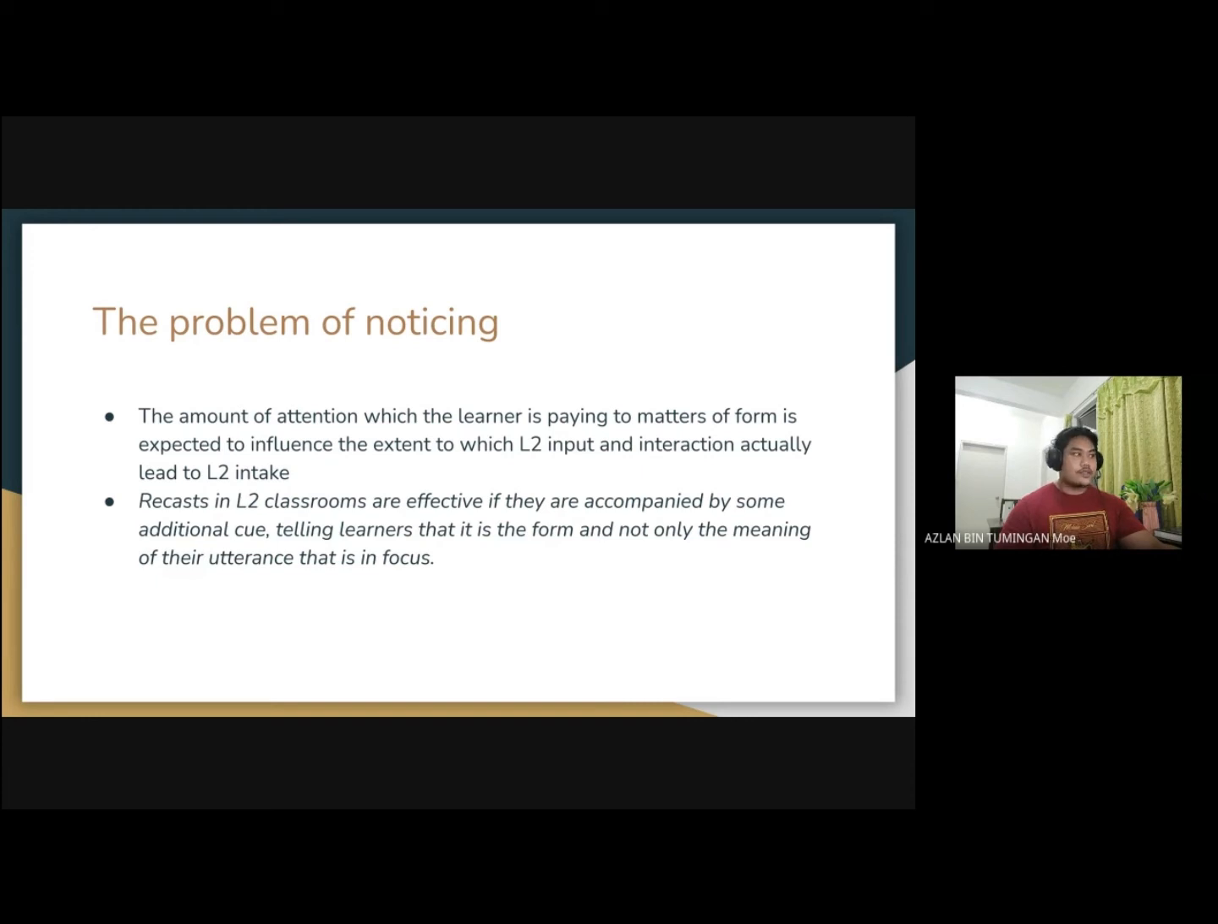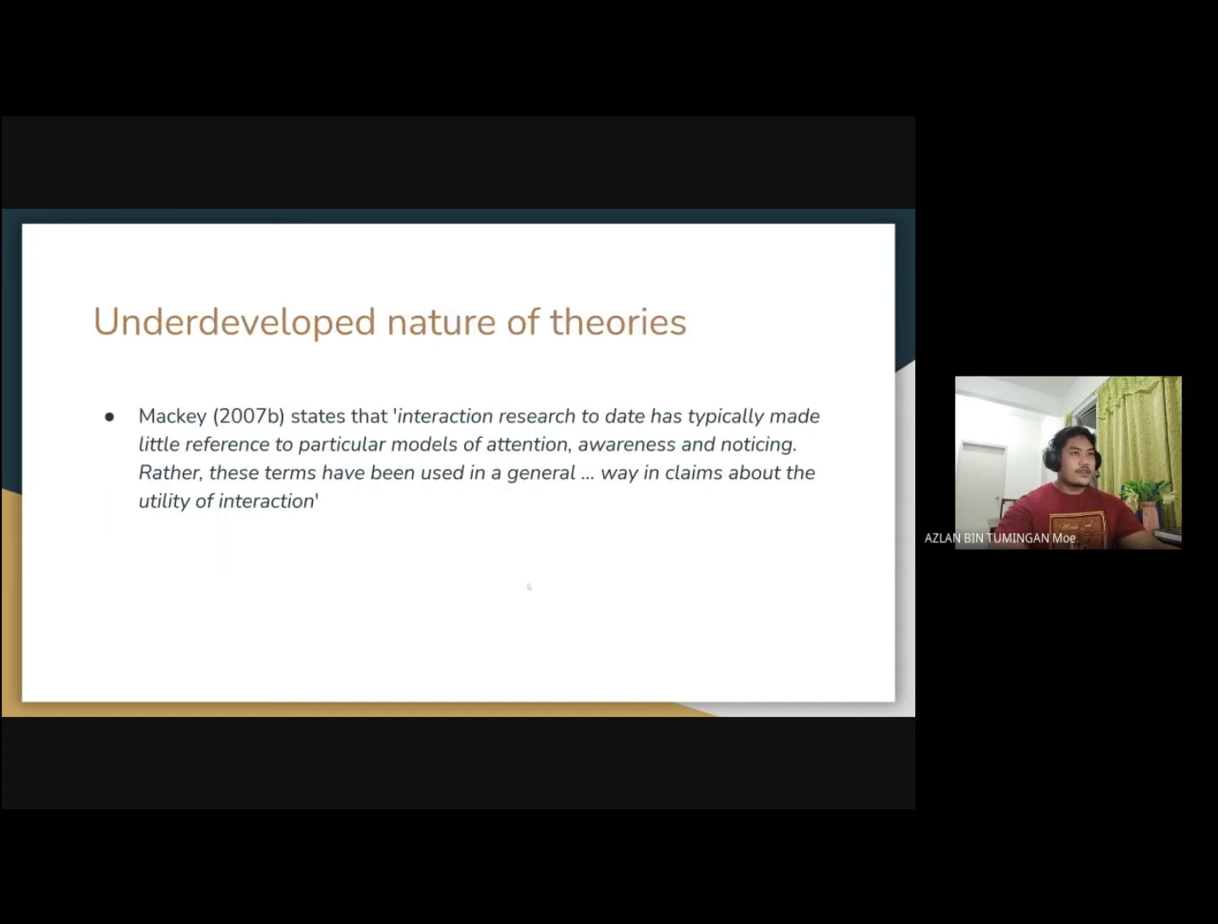So they conclude that recasts in second language classrooms are effective if they are accompanied by some additional cue, telling learners that it is the form and not only the meaning of the utterance that is in focus. So what happened is this approach sparked a lot of interest within researchers. They noticed that the input hypothesis and interaction approaches have quite an underdeveloped nature of theories.